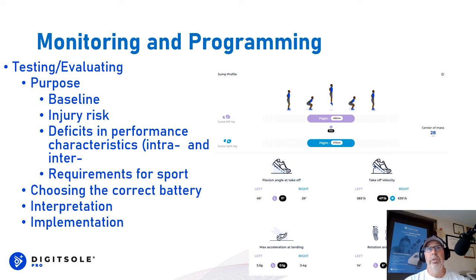So you need to make sure that you choose the appropriate battery of tests. Some of them may not be validated for a specific age group or a specific sport, or even matter for them. So it's important that we have the appropriate test methodology. So I do a lower extremity screening program for women's sports such as soccer or volleyball, which is going to be different than what we might be doing in baseball or softball. Also, we need to be able to interpret and implement.